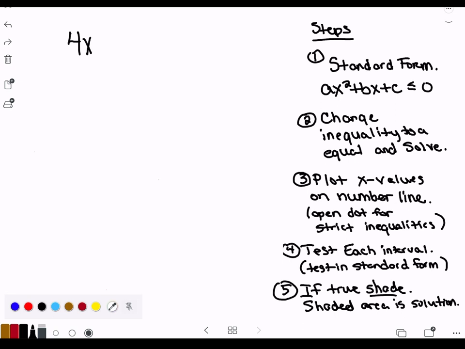So I wanted to go through that one example with the quadratic formula. And let's do one more example that's kind of different. I got 4x squared minus 8x is greater than 0. So it's already in standard form. We have everything on one side and 0 on the other side. Good to go. Now we need to replace the inequality with the equal sign and solve.